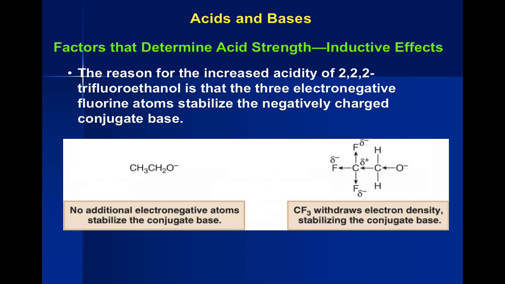Basic physics from high school told us that opposite charges attract. And things only attract if they're stable, right, and low energy. Doesn't work the other way. So that's why this works. One of the things that you need to know: the further you get away from the actual negative charge in the conjugate base, the less the inductive effect is. The inductive effect falls off rapidly with distance. The closer these fluorines are to that oxygen, the better.